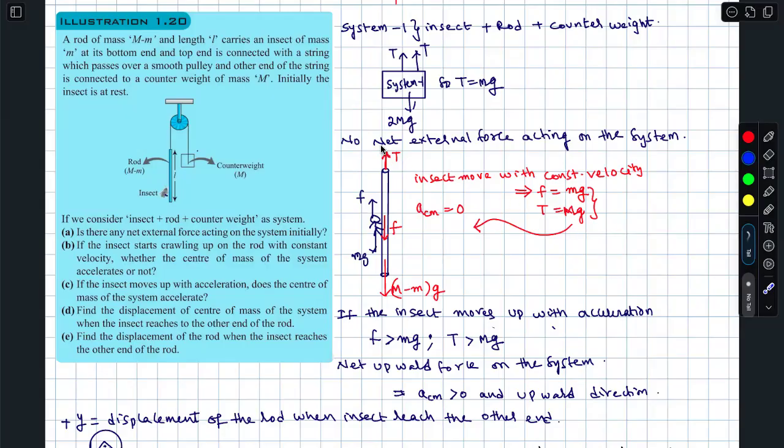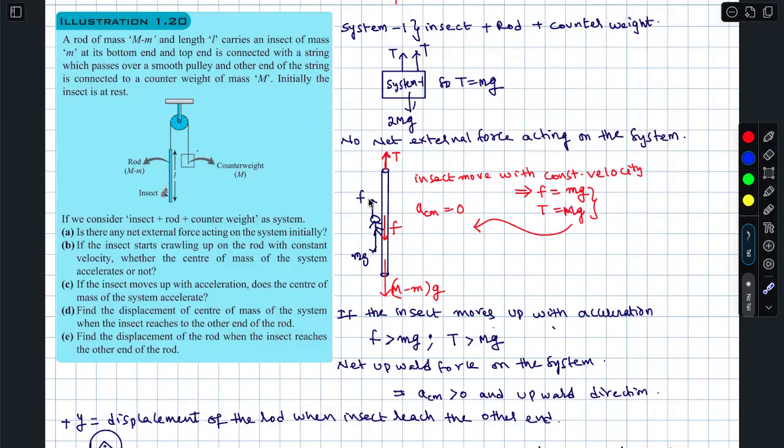Next. By the way, if the insect starts crawling up on the rod with constant velocity, whether the center of mass of the system accelerates or not. Crawling with constant velocity, this is the insect. Can you see the insect here? What is that you are feeling here? I'm not a good artist, I know that. Don't laugh again. I'm a physics teacher. How can I be a good artist?